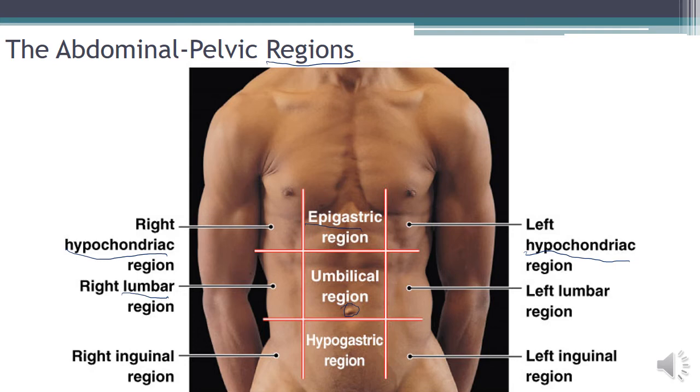If you go down to the bottom row here, on the right side, you have the right inguinal region. Inguinal, remember, means groin. And then in the middle, you have the hypogastric region. And then on the left side of that, you have the left inguinal region. Now, again, when we look at these regions, it's important for us to know the organs that you're going to find in these particular regions, which you'll see in the next slide.